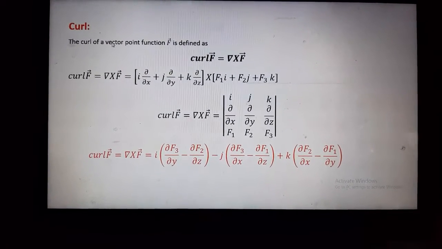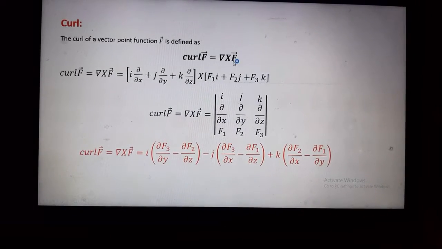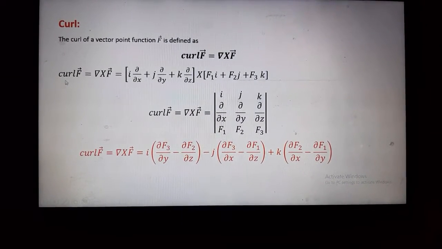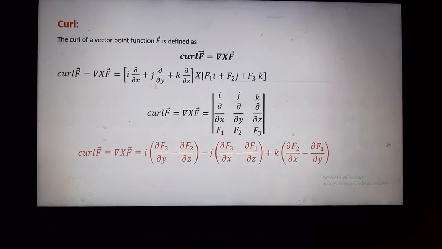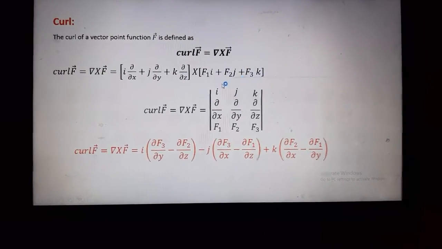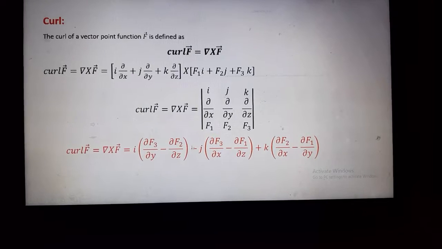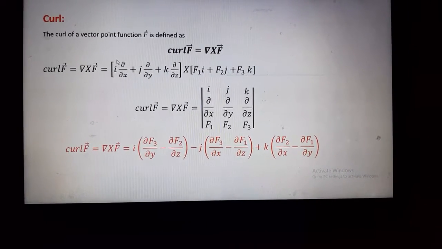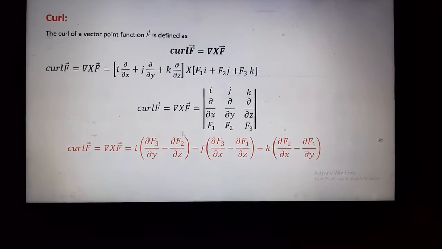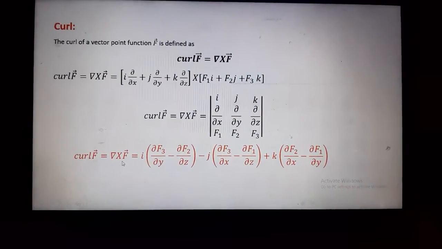So now we will define curl. Curl is defined as curl of f bar is equal to del cross f bar. First I will write the definition of del here, operator del cross the vector. We know that the cross product of two vectors is given by the determinant of i, j, k, dou by dou x, dou by dou y, dou by dou z, and here the vector is f1, f2 and f3. After simplifying this, we will get the curl of a vector.